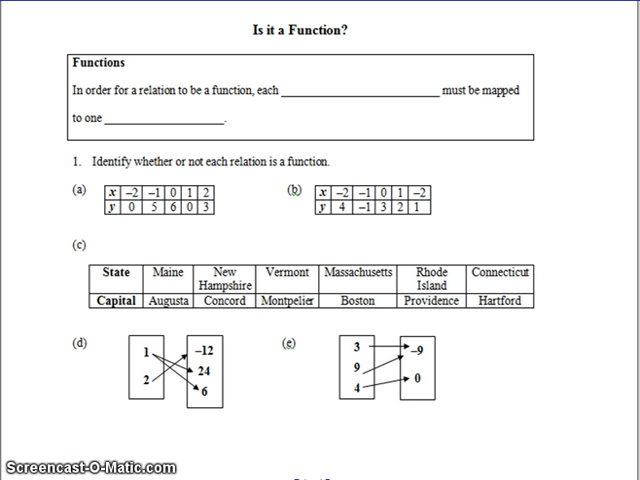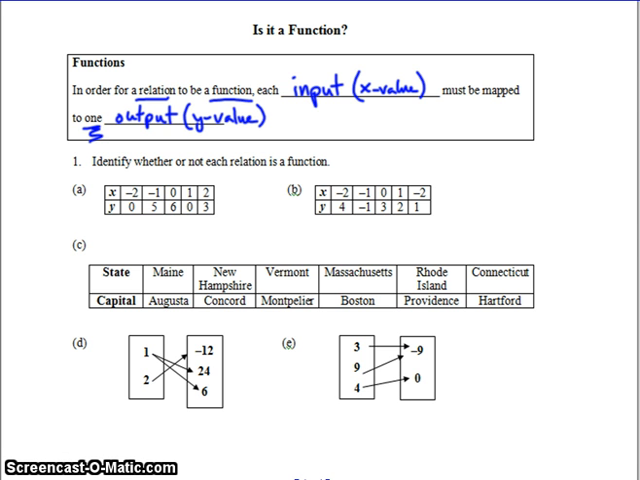In order for a relation to be a function, and we talked about it last time, each input, which is often the x value, must be mapped to one output, or y value. Just one and only one. One's the key here. If it's mapped to two or more, then it's not a function. With the first section, we're going to identify whether the relation is a function.